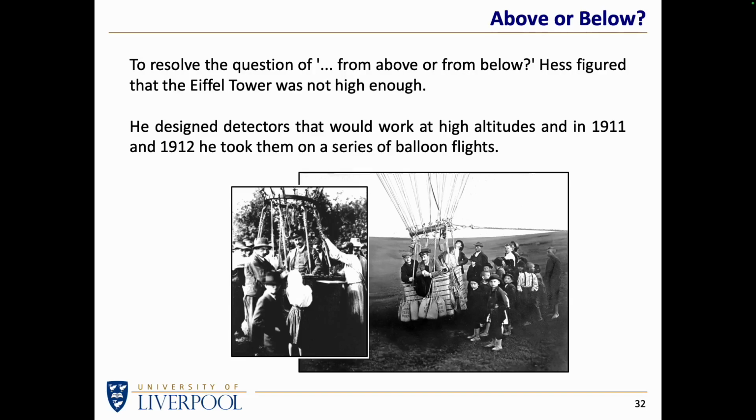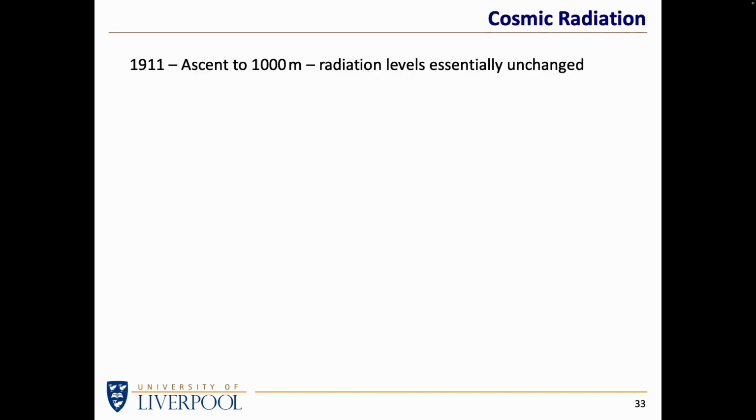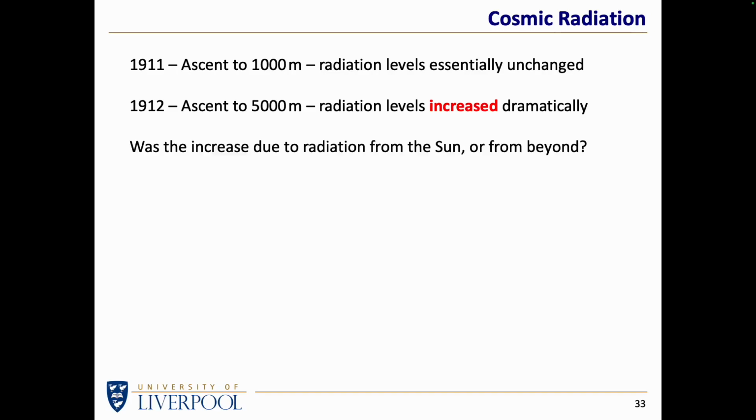So in 1911, 1912, he's the guy in the hat there in the middle, Hess did a number of pioneering balloon flights. Firstly, he went to 1,000 meters, and the radiation levels didn't change much, which is why there was confusion on going up the Eiffel Tower. It just wasn't high enough. But then he tried going up to 5,000 meters, and bam, the radiation levels increased significantly. He proved that the radiation is mainly coming from up there, even if a little bit is coming from the ground. But was the increase due to, for instance, something coming from the sun, or was it something coming from beyond the sun? How are you going to tell?